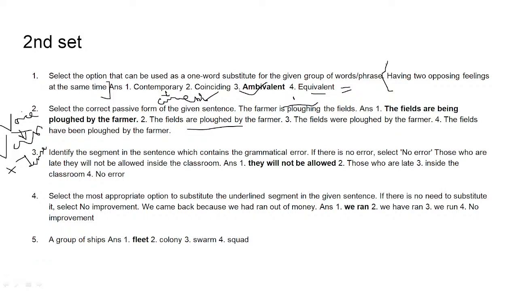That can't be our answer. Again, the same reason and another reason added to it, because "were" is past tense. We don't have a past tense over here. How can we use a past tense? The fields have been plowed by the farmer.